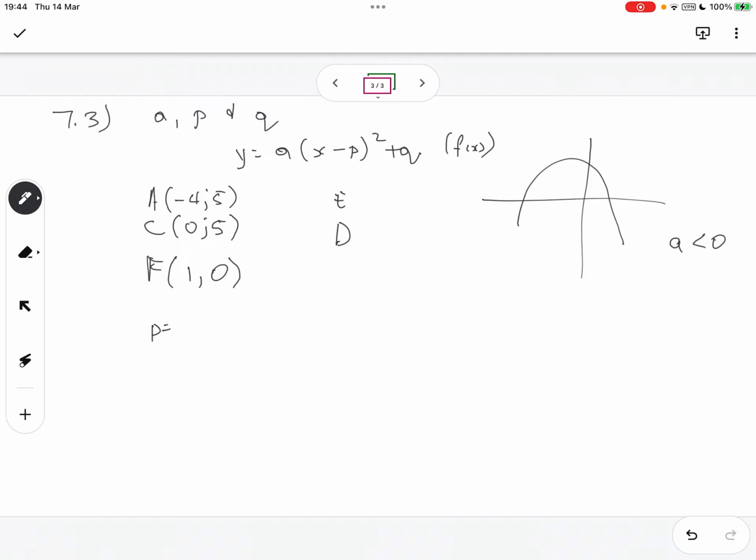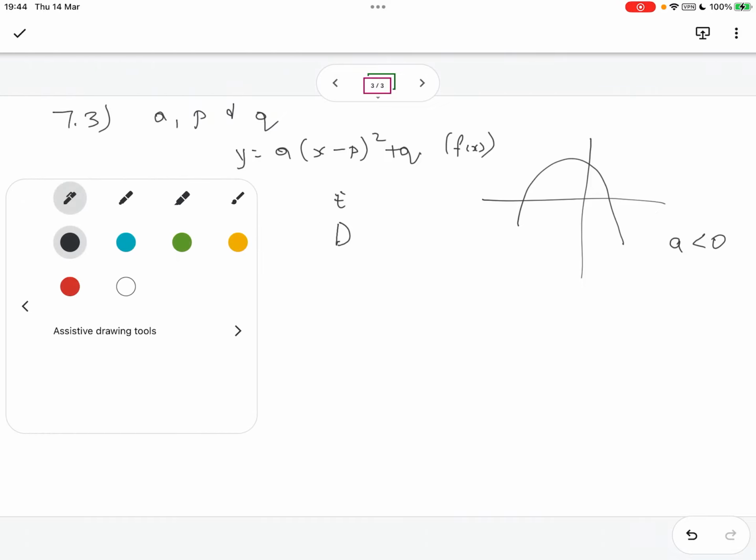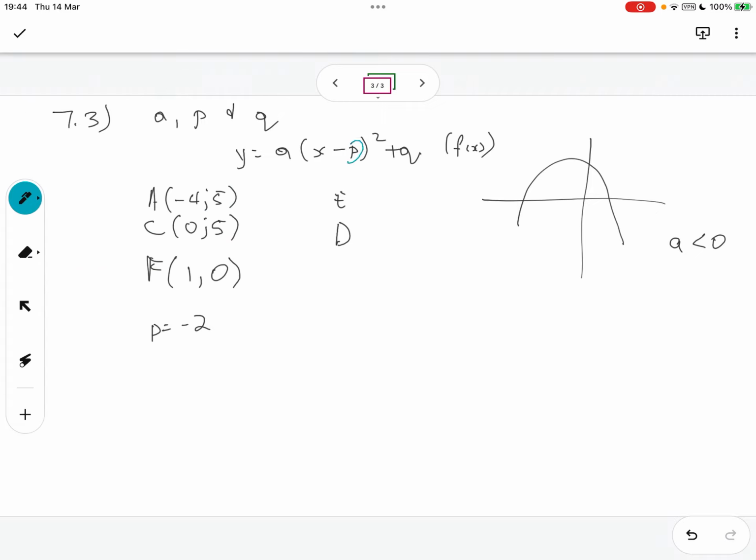Okay, so we can start here. We know that our turning point P is -2. So we've got a value for this here. And if we've got that, then we have y equals a into (x minus -2) to the power of 2 plus q.